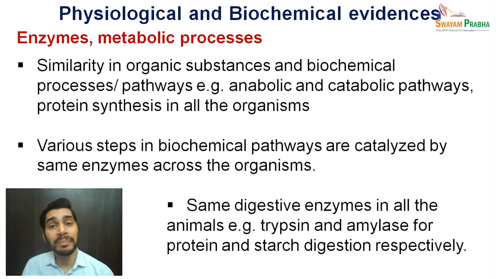And not just the pathways or the steps, but the enzymes which are catalyzing these steps are also the same. For example, digestive enzymes like trypsin or amylase in all organisms or animals have similar structure and functions. So all these similarities provide a hint that there is a common origin of all these forms.